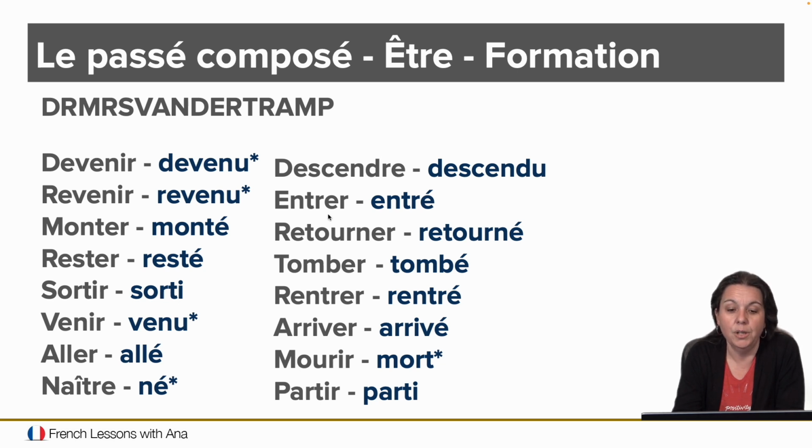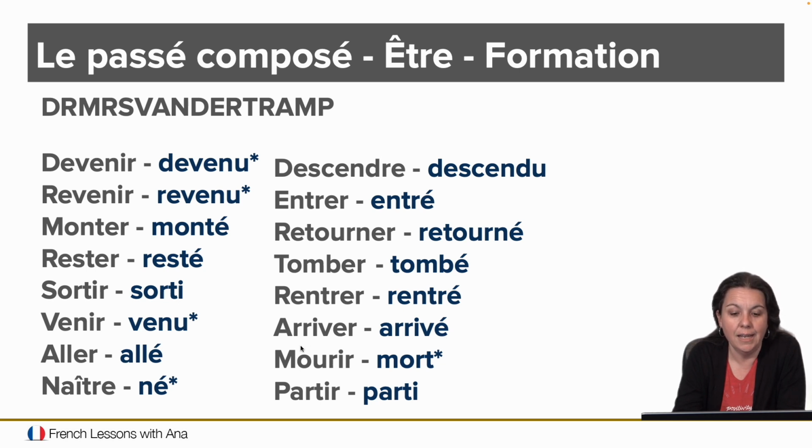RE becomes descendu. Entrer, to enter. ER becomes entré, accent aigu. Retourner, to return, to get back. It's a regular verb, so retourné, accent aigu. Tomber, to fall. It's also regular, so accent aigu. Rentrer, like entrer. If entrer is that, then rentrer is going to be rentré. Okay, nothing changes, to re-enter, to come back. Arriver, to arrive, changes to e accent aigu because it is regular.